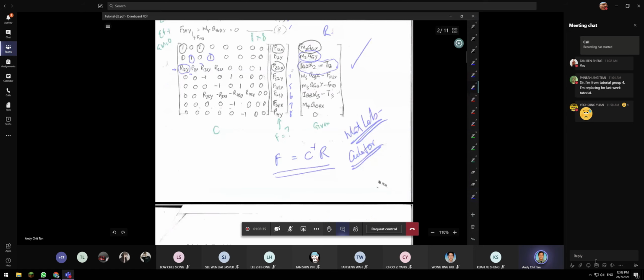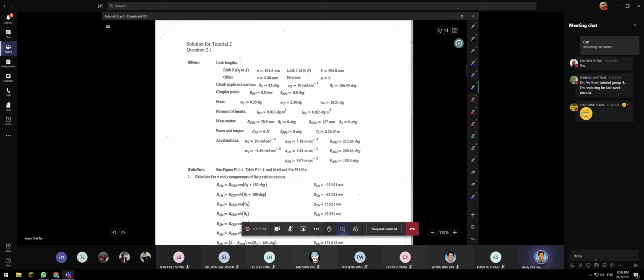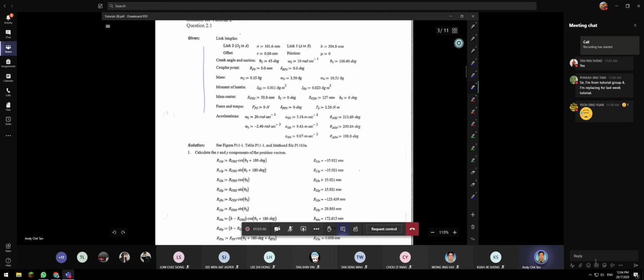Understand? Now, I'd like to go through the solution of this. The solutions are given here, so I want you to go through yourself. The main thing is it also resolves into x and y. He resolved all the radius, same as what I did. But I did link by link, okay, but they lump all together here.